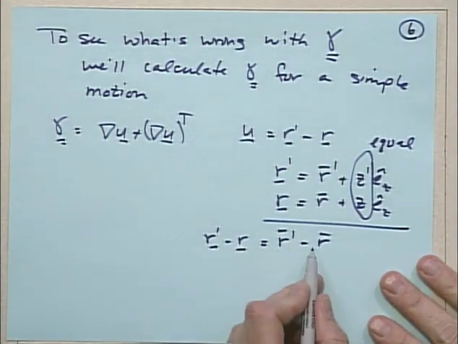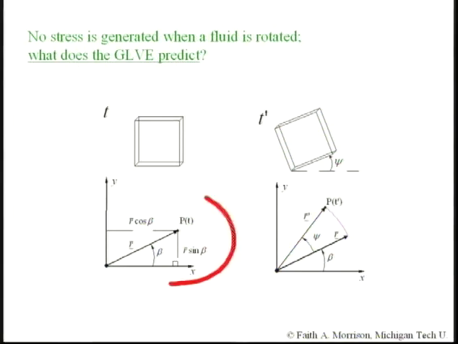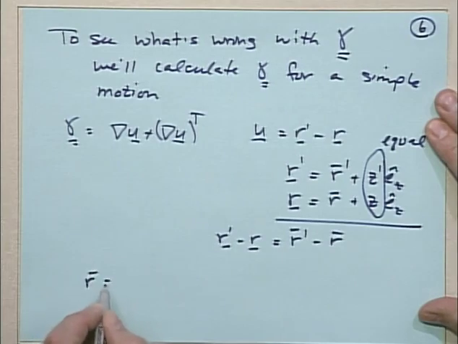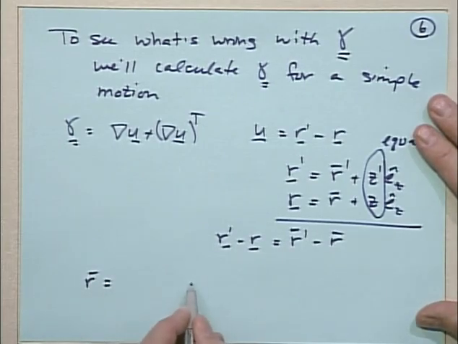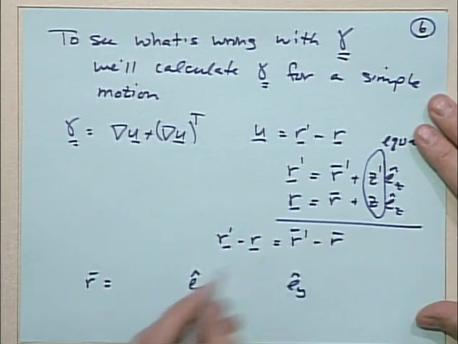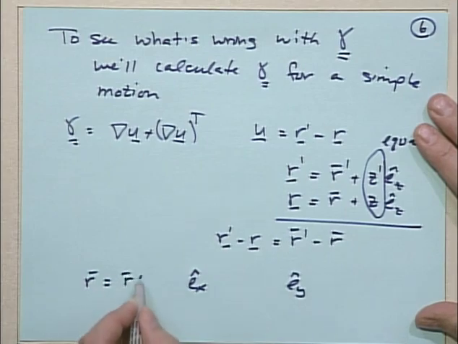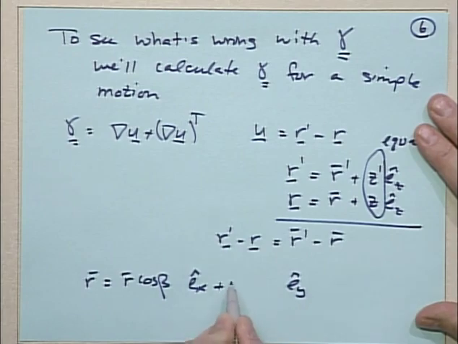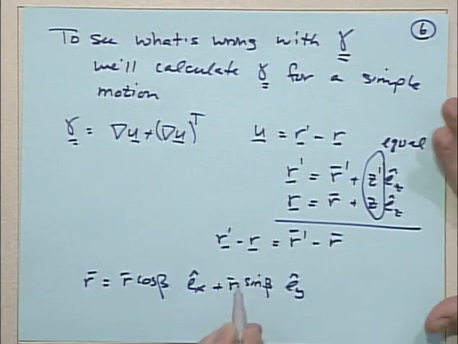I just need these vectors, and they're right here. So for instance, looking just at the left side, r bar is a vector that has an x component and a y component. And the x component is r cos beta. And the y component is r sine beta. Okay, so very simple. There's the y, there's the x, no z component.